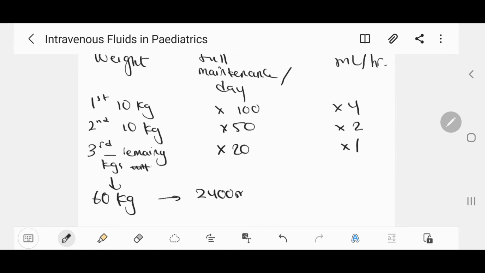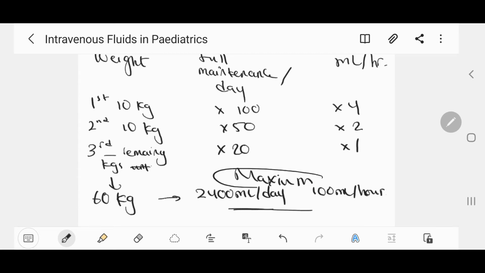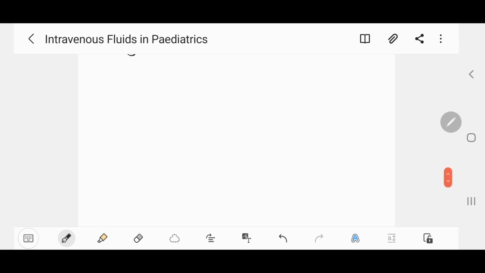Until we reach 60 kilograms, we reach the maximum requirement, and then we give just 2,400 mL per day or 100 mL per hour. That's the maximum fluid we can give. Okay? Now, we give 2/3 of maintenance fluid.